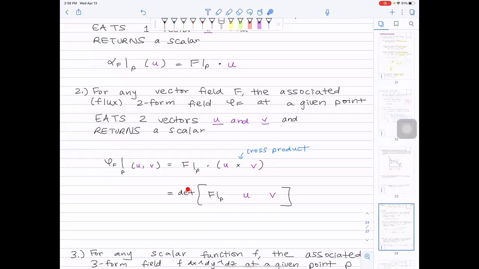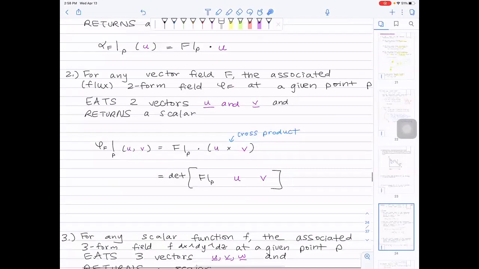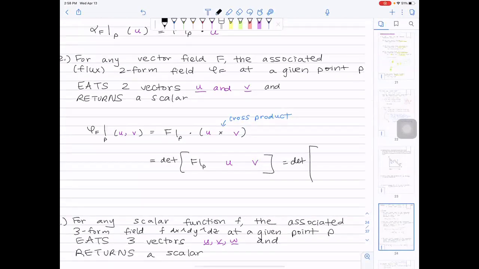Or another way we can do this from the very first week of class is that we can rewrite it as the determinant of your flux 2 form evaluated at your point as your first column, then u, then v. This is equivalent to writing it as rows instead, and that's because the determinant of A equals the determinant of A transpose. So it doesn't matter if you write it as columns or as rows.